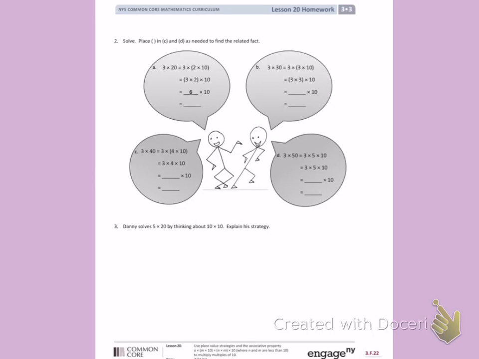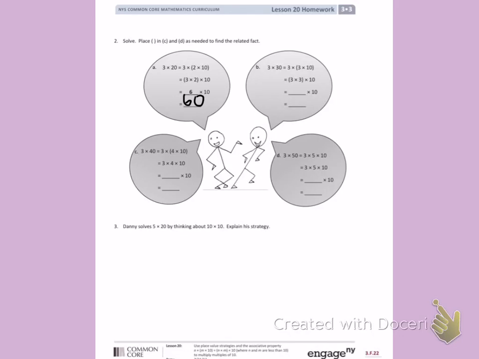That tells me that they broke the 20 apart into 2 times 10. Then they move the parentheses to solve 3 times 2 first, which is 6, giving me 6 times 10. 6 times 10 is 60.